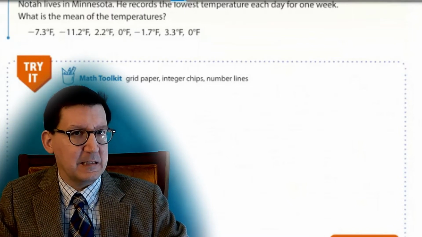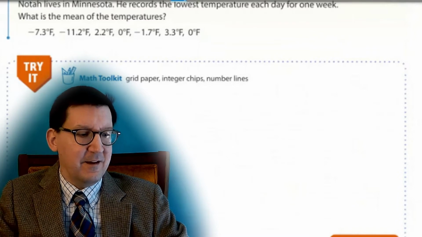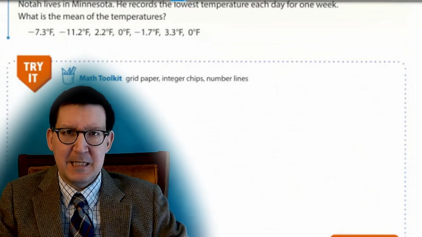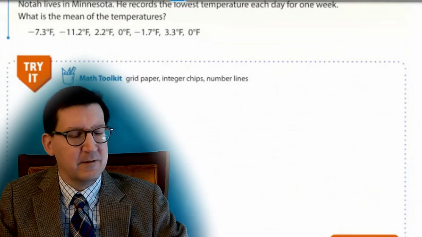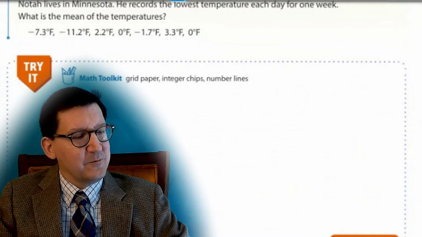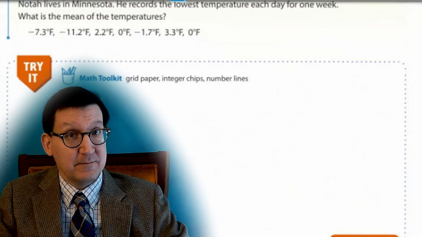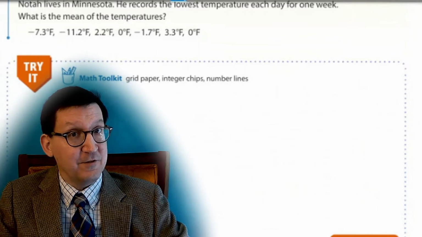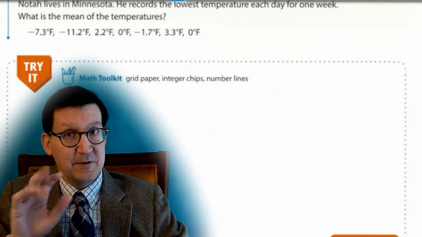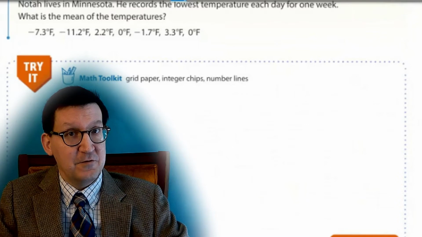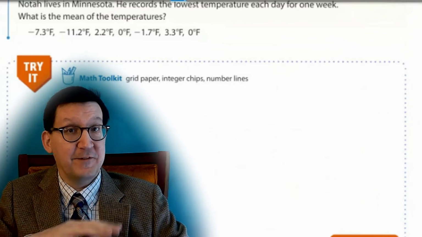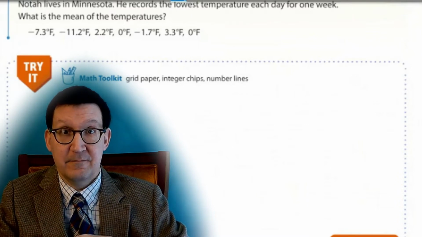Last year we talked about statistical variation. We talked about mean, median, mode, range, all that, remember? Well, the mean is like the average, right? So to find the average of numbers, you add them all together, and then you divide by the total number of data points that you added.